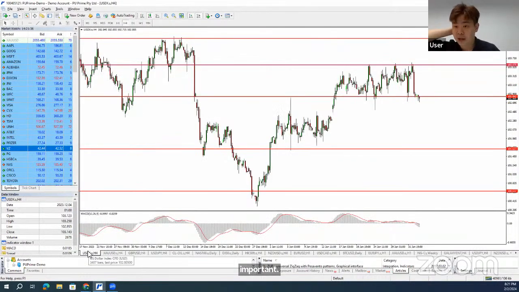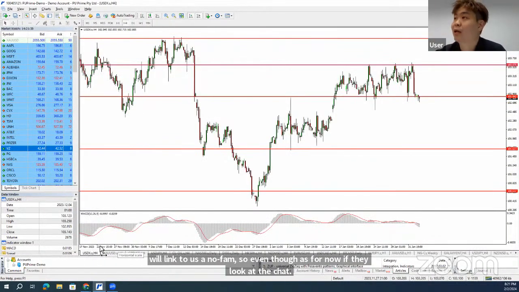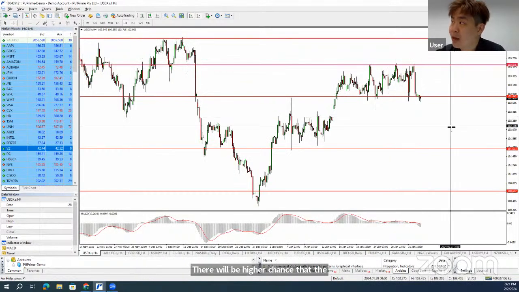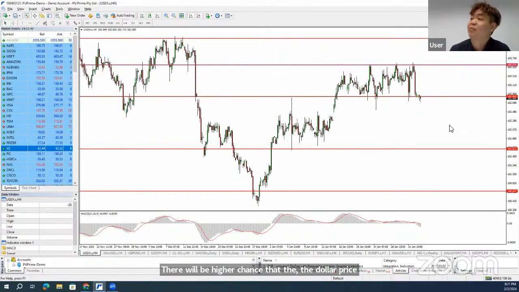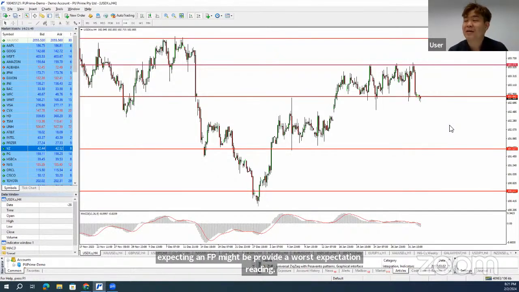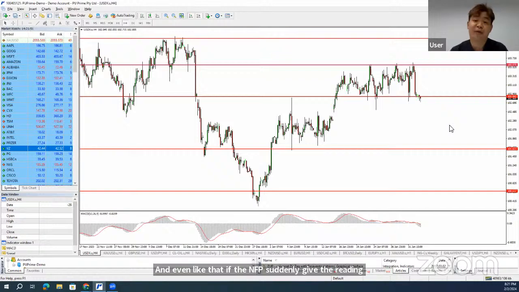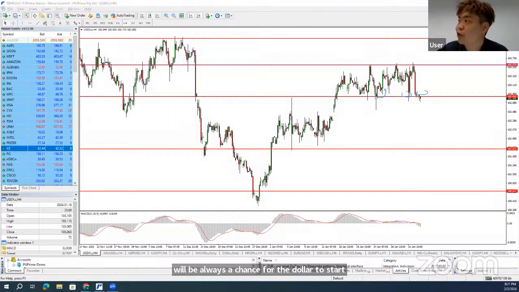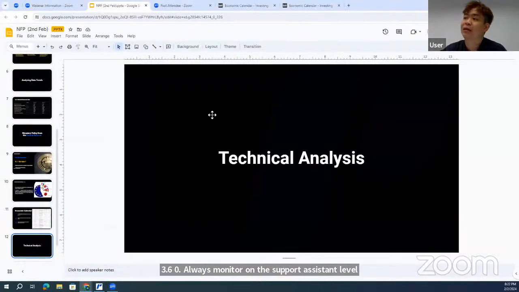Even though, if we look at the charts, there is a higher chance that the dollar price will drop further because economists are expecting NFP might provide a worse than expected reading, if the NFP suddenly gives a reading out of market expectations, there will always be a chance for the dollar to suddenly rebound. So you need to stay tuned on it. For the dollar chart, 102.85 is the crucial support level and 103.60 the resistance level. Always monitor the support and resistance levels after the data release to have a clearer signal.